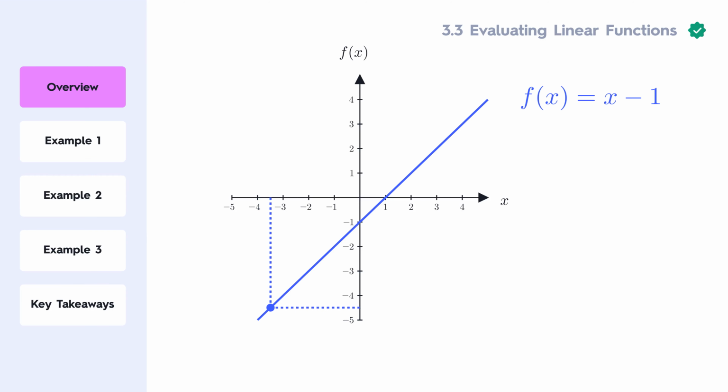When we need to evaluate the function f of x at x equals -3, we begin by finding x equals -3 on the x-axis. From there, we move vertically until we intersect the graph of the function f of x. At this intersection point, the value of the function is f of -3. To find the corresponding value on the y-axis, we move horizontally from the point of intersection until we reach f of x equals -4, indicating that f of -3 is equal to -4.